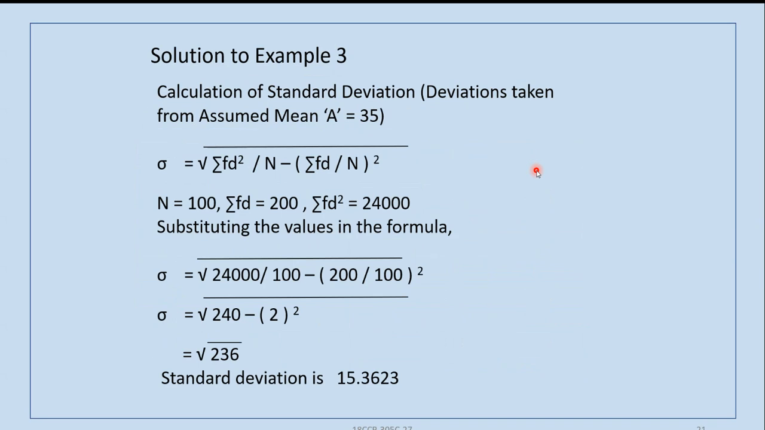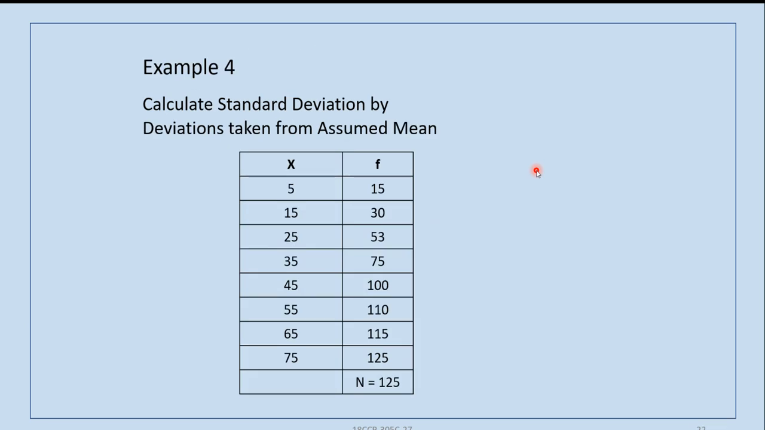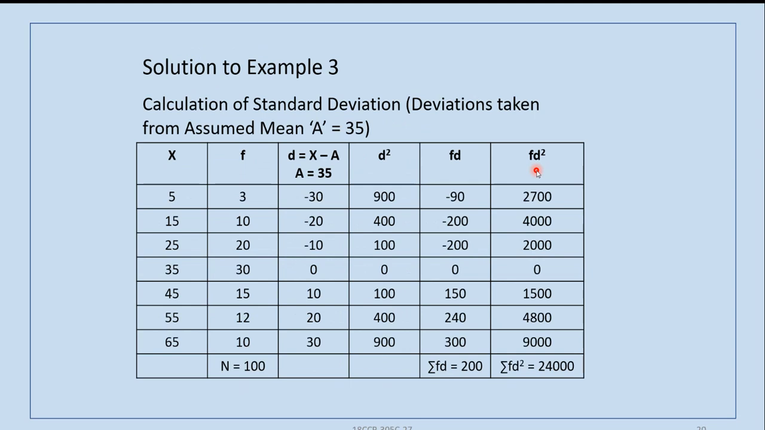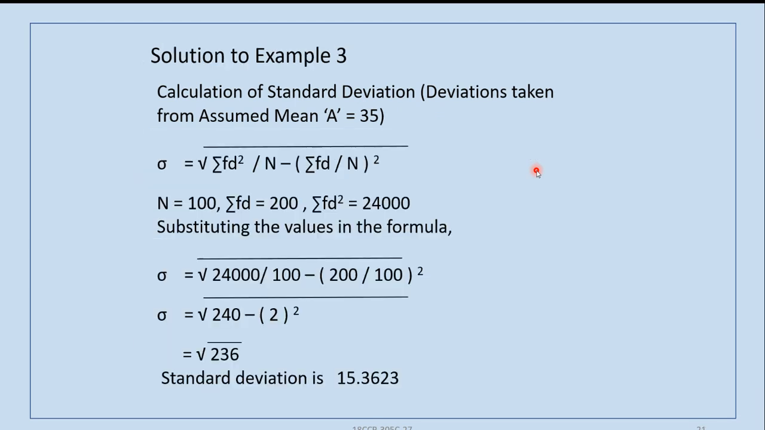So the formula is standard deviation is equal to under root sigma fd square by n minus sigma fd by n whole square, where n is equal to 100. That we have already calculated in the previous slide in the table. n is equal to 100, sigma fd is 200 and sigma fd square is equal to 24,000. So those values we have taken here.